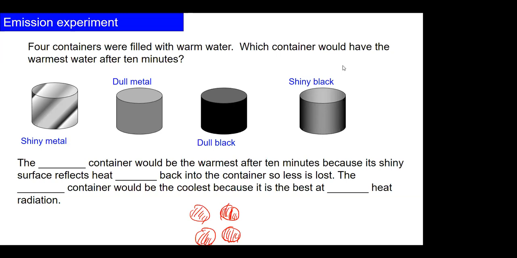We have different containers here: dull black, shiny black, shiny metal. Okay, for which one? The first one or the second one? If we study carefully, the source of heat here, this is the source of heat.